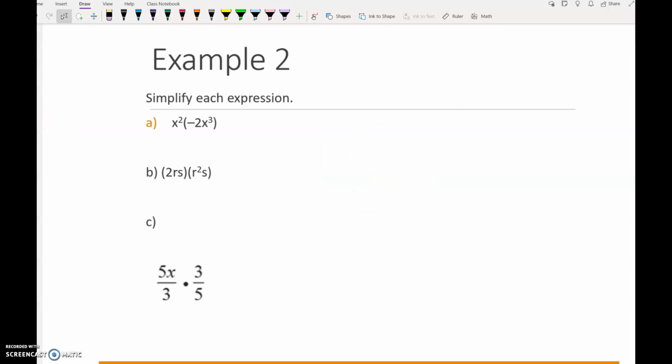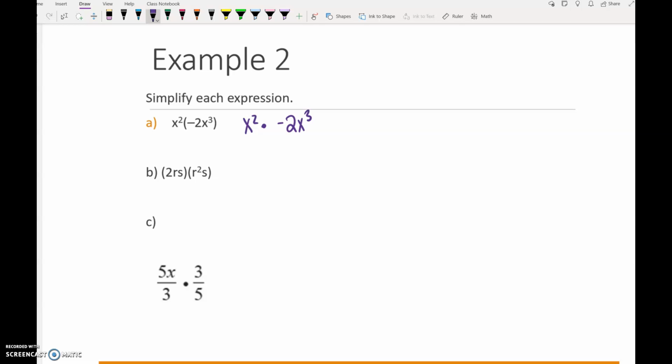To simplify the expression, you have to do either the multiplication, the addition, division, whatever is going on here. So here's a couple of different examples. The first one, we're doing x squared times -2x to the third. They use parentheses here to contain the negative, but really this is just x squared times -2x to the third. So the parentheses don't necessarily indicate distributive property unless there's addition or subtraction inside the parentheses.